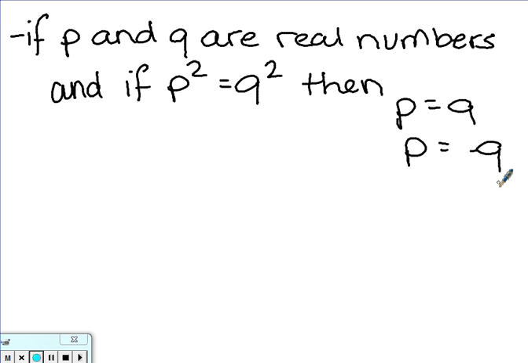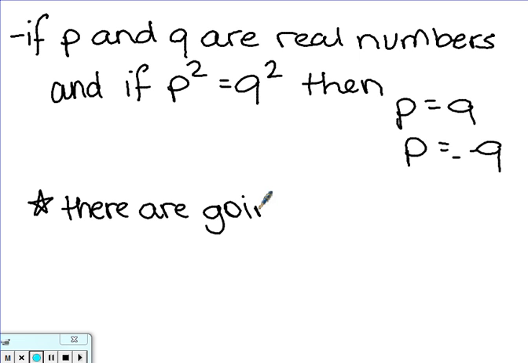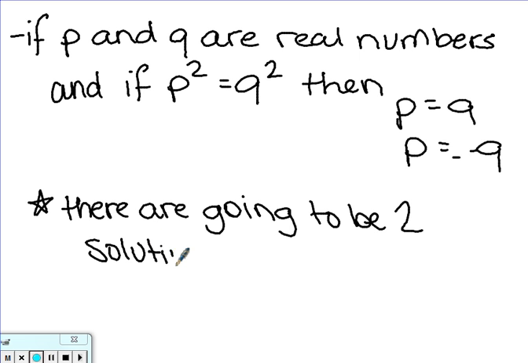This is to say that whenever you have a number that is squared, there's always going to be two solutions. One is going to be positive and one is going to be negative. We need to keep this in mind during this lesson. There are going to be two solutions to each problem.